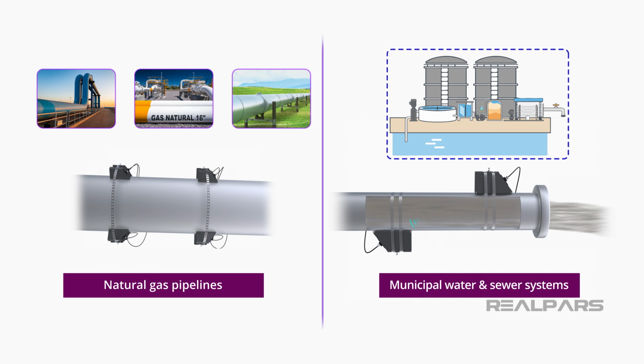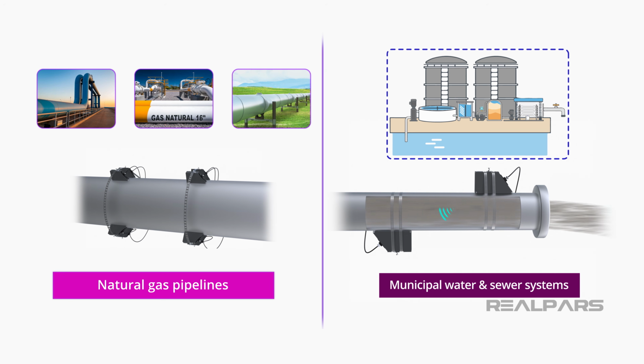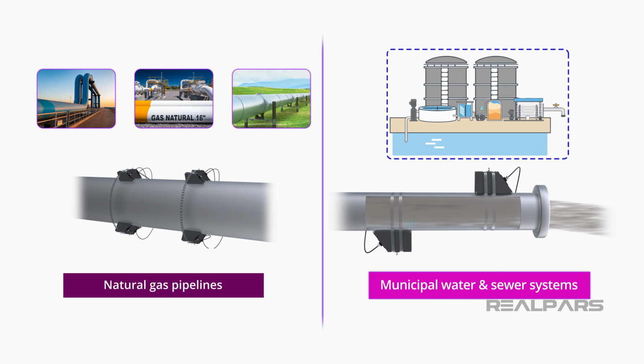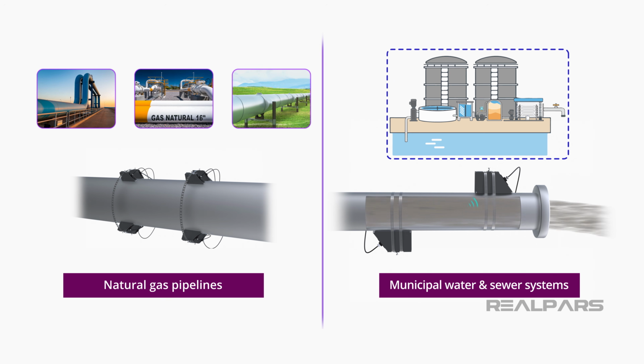Ultrasonic flow meters are extremely versatile, and for some fluid streams, such as natural gas pipelines and metropolitan water system flows, ultrasonic is the best choice.